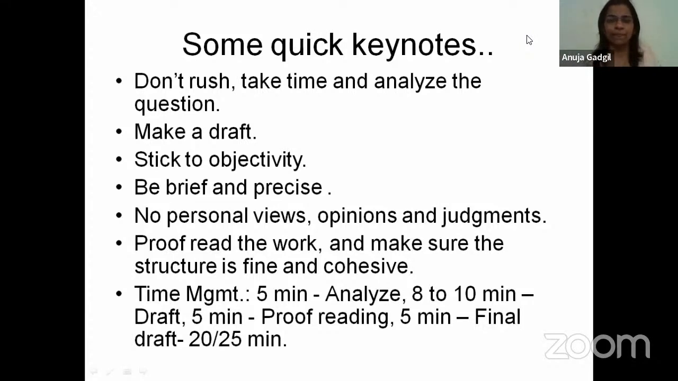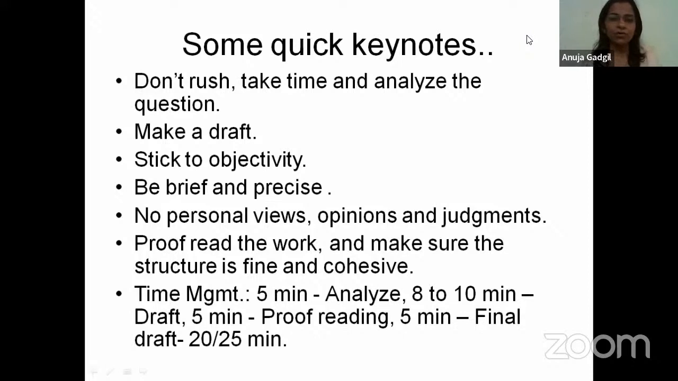First, take time reading it carefully. Analyze the question, study it carefully, observe all aspects of that pie diagram, chart, or table. Write a draft. Rough work, you do rough work in the paper, right? Write a draft, write it in rough. What are your thoughts about it? How are you going to present it? Be objective, brief, and precise.